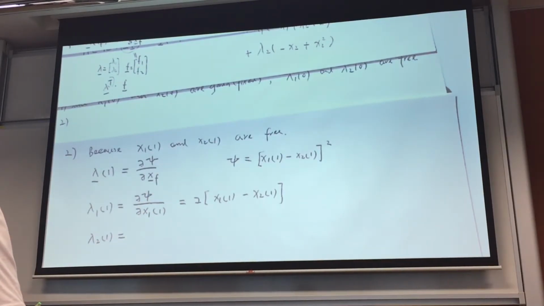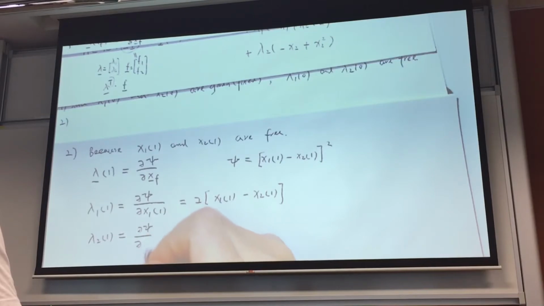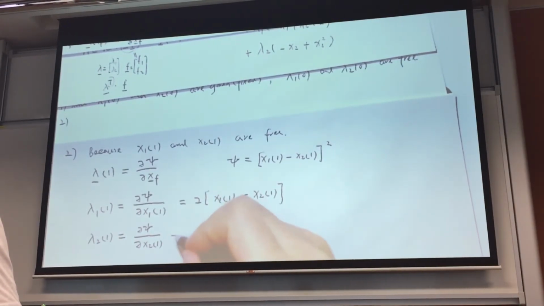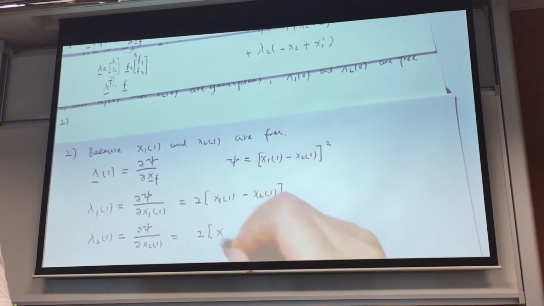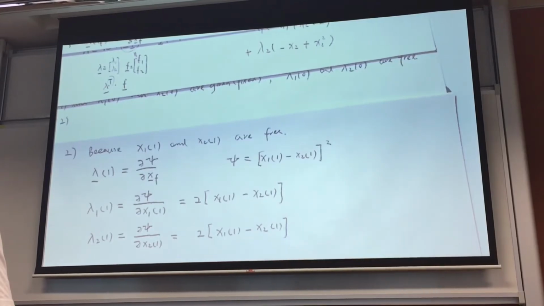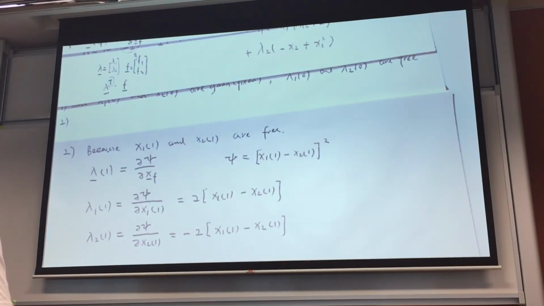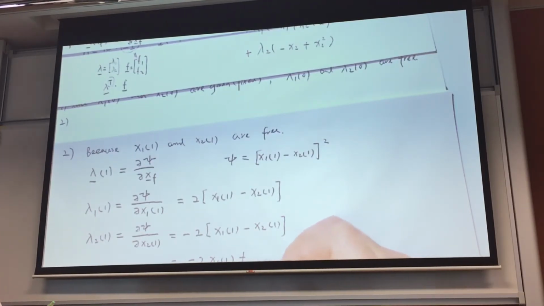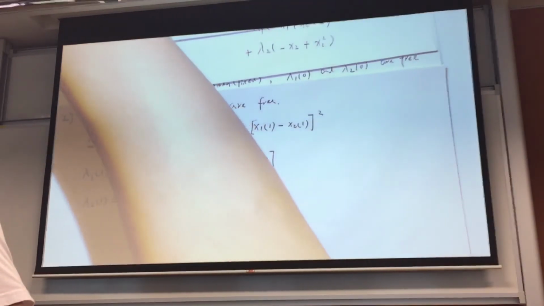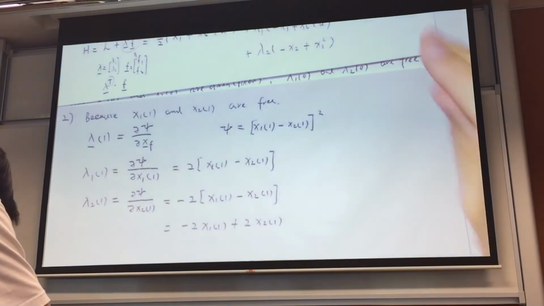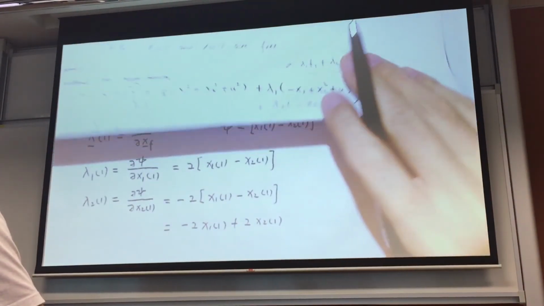So lambda 21 is given by d psi dx21. This is given by minus 2 x11 plus 2 x21. These are the solutions to this problem.